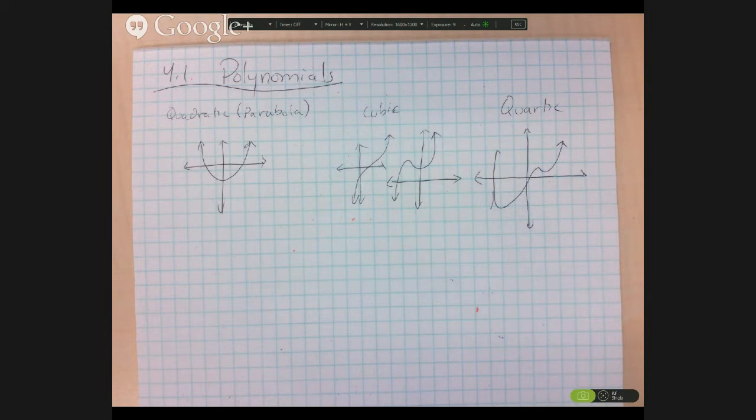Anybody? For a quartic, you have to touch the x-axis in up to 4 places. It doesn't have to be 4. It can be 0, and it's still a quartic. Yep. Well, we're going to actually explain that today. Perfect. Parabola, known as a quadratic.